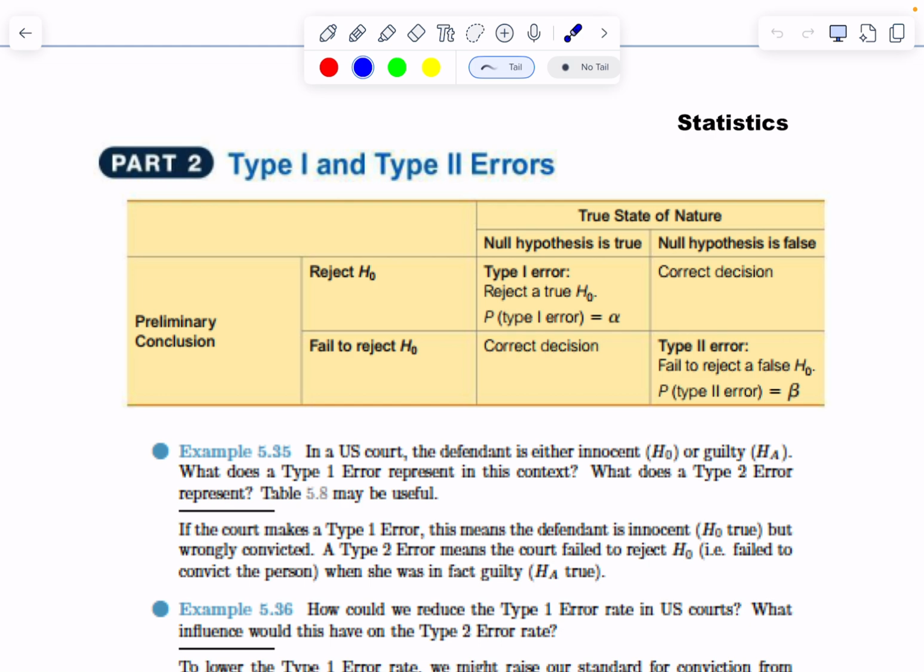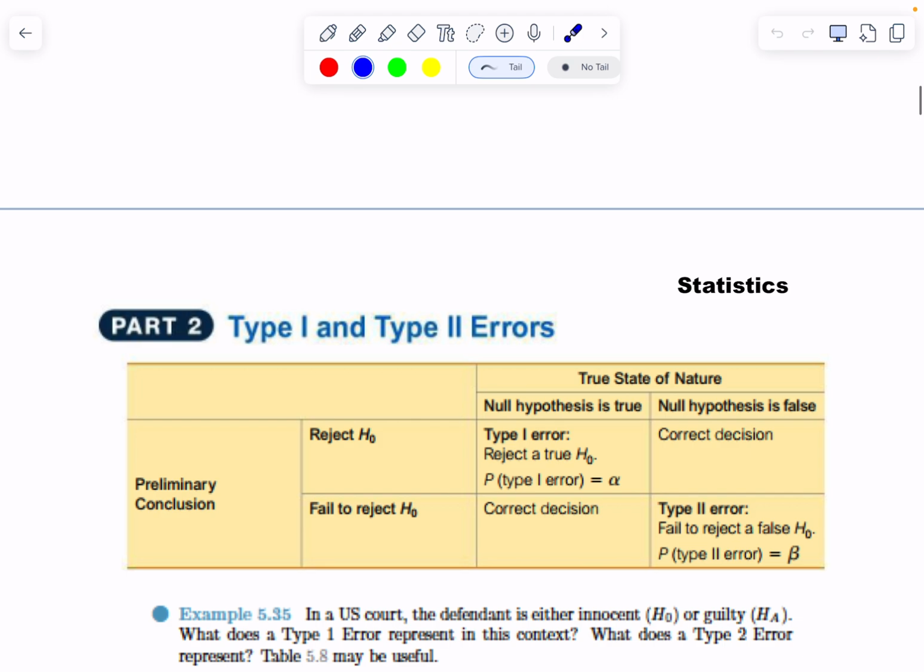Up the sample size, right? I add more people to my sample because that's going to give me less of an error, all right? But still, we can't be 100% error free, all right? Another thing that contributes to error is your significance level, okay?